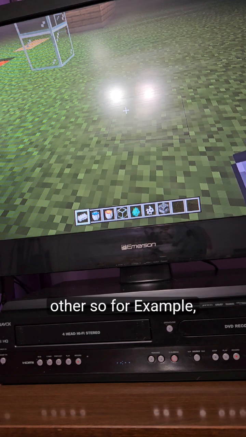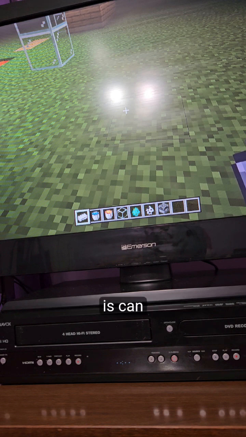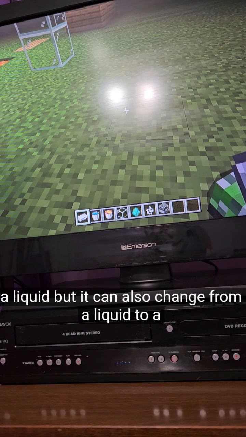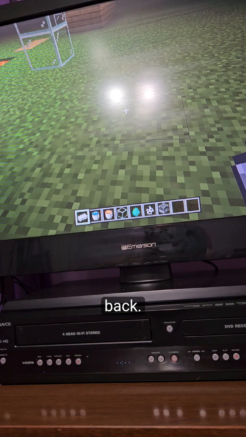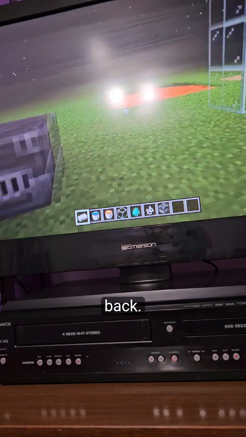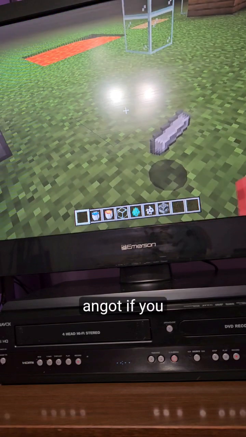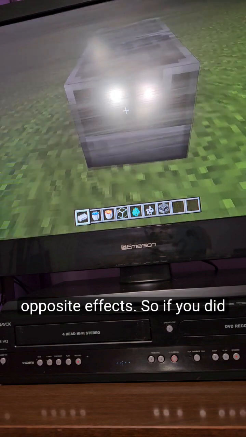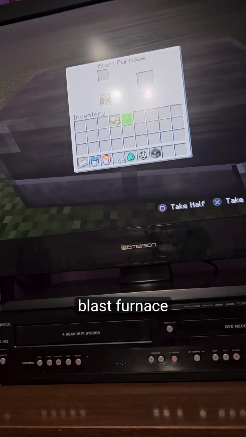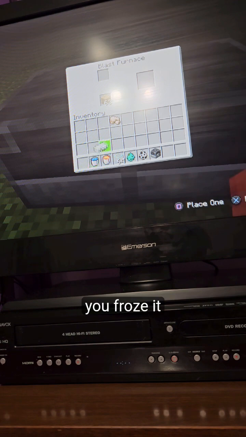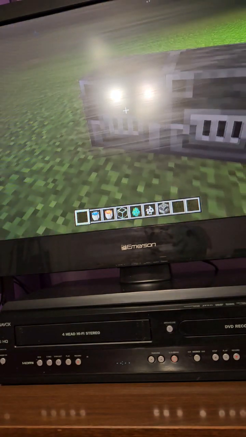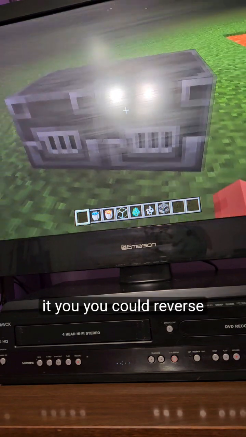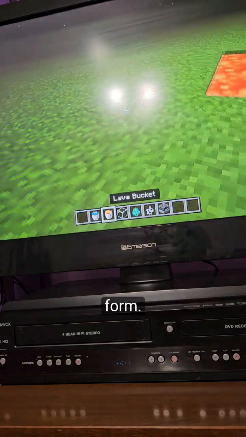So, for example, an ice cube can change from a solid to a liquid, but it can also change from a liquid to a solid and back. Like this ingot, if you did the opposite, and it's usually done by the opposite effects. So instead of using a blast furnace, if you froze it maybe, you could reverse it back to its original form.